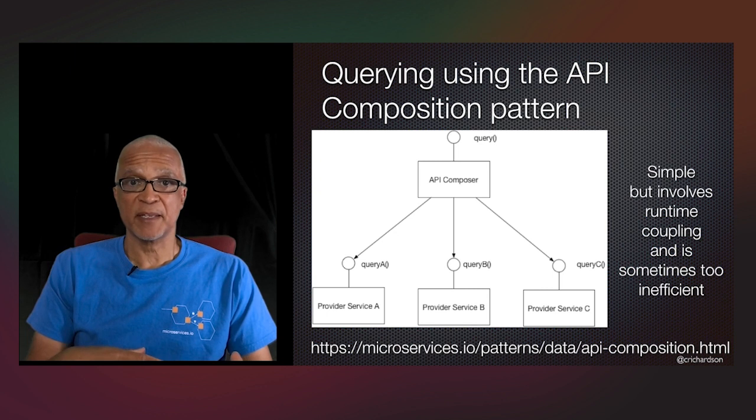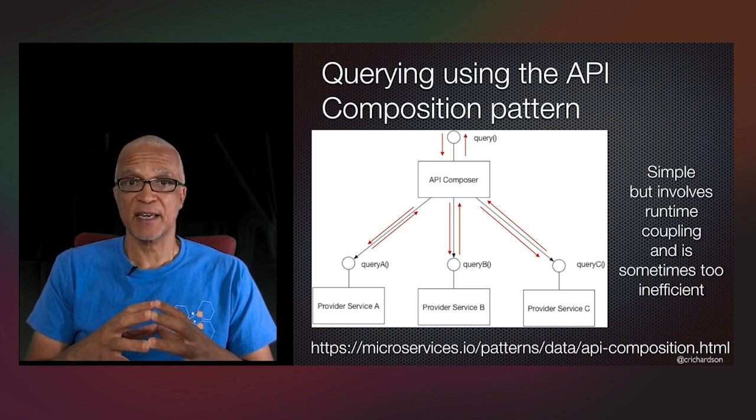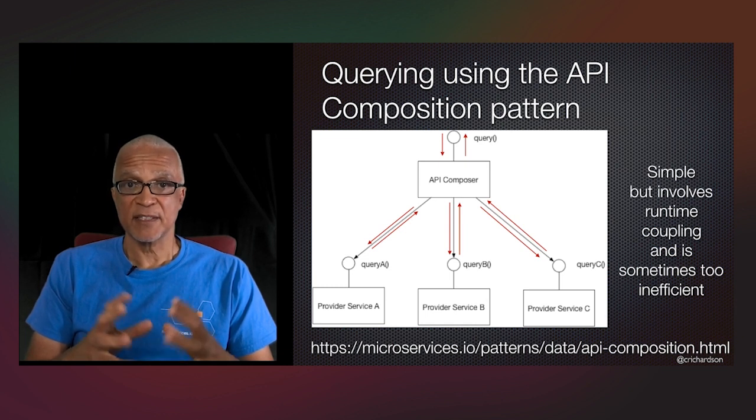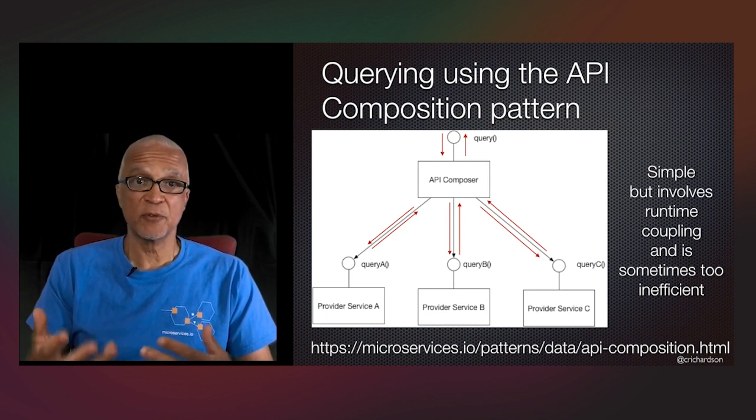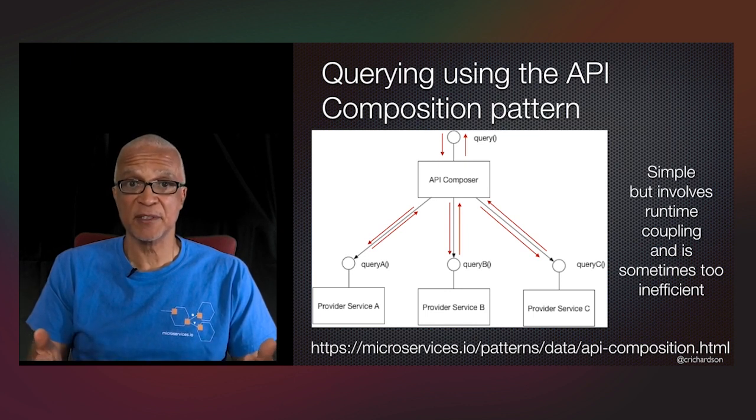This pattern implements a query by simply issuing subqueries for each of the services that contain the required data and then joining the results together. While it is relatively simple, it has two main drawbacks. First, since multiple services are invoked, there is a high degree of runtime coupling. Fortunately, we can reduce the impact of that coupling by using patterns such as the circuit breaker and implementing fallback strategies for each of the participants.